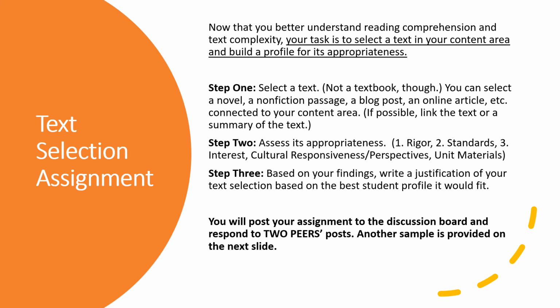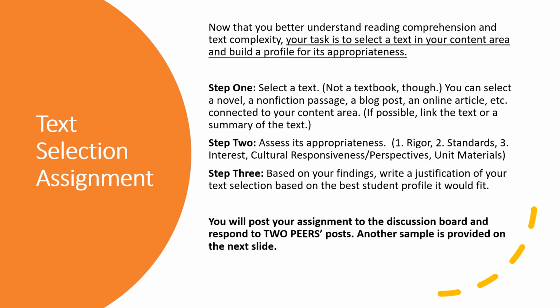And then step three, based on your findings, you're going to write a justification of your text selection based on the best student profile that it would fit. So you're selecting your text, then you're going to do those one, two, three of appropriateness: rigor, standards, and interest, culturally responsive teaching, unit materials. And then lastly, what student would best match this text? What grade level, subject, unit of study, and then is that something that you want to teach? Is that something that you're interested in teaching?